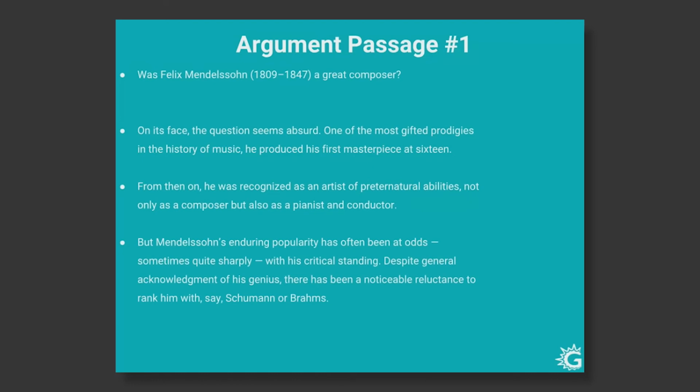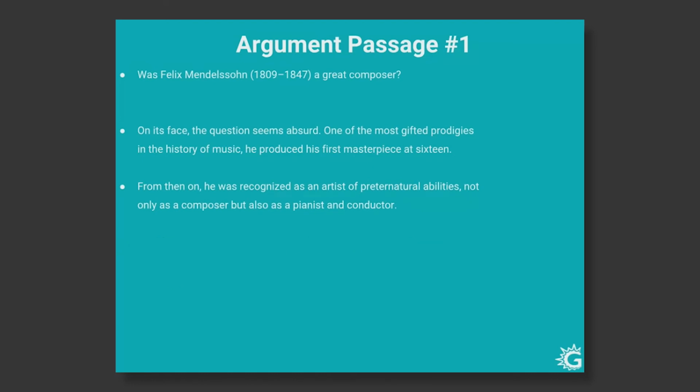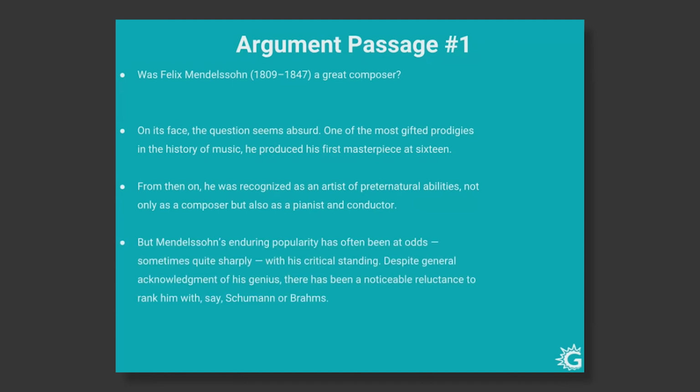What next? Okay, so far, before we read the rest, what kind of answer are we getting for the problem statement, right? We're getting one view. We're getting a view that he was probably a really great composer, right? Everything so far seems to support the answer that he was a great composer. What next? But Mendelssohn's enduring popularity has often been at odds, sometimes quite sharply, with his critical standing, right? Now we see a contrast, right? We see the passage changing its direction.